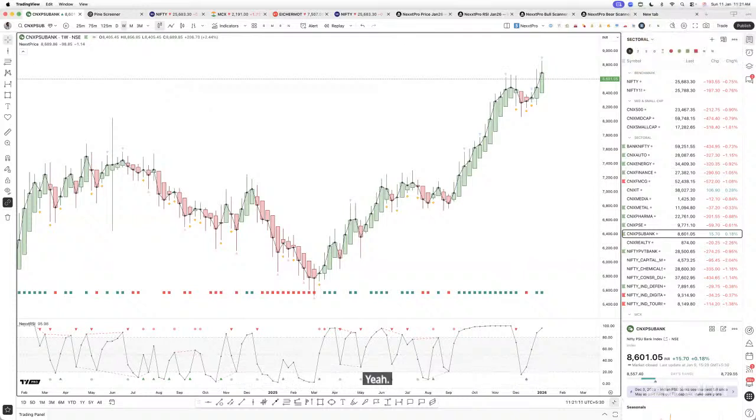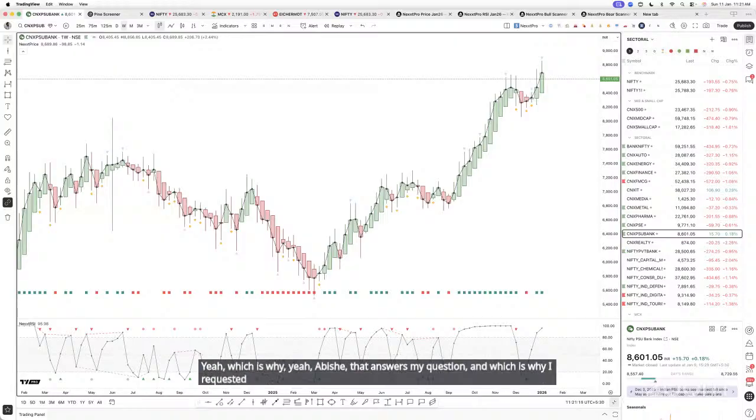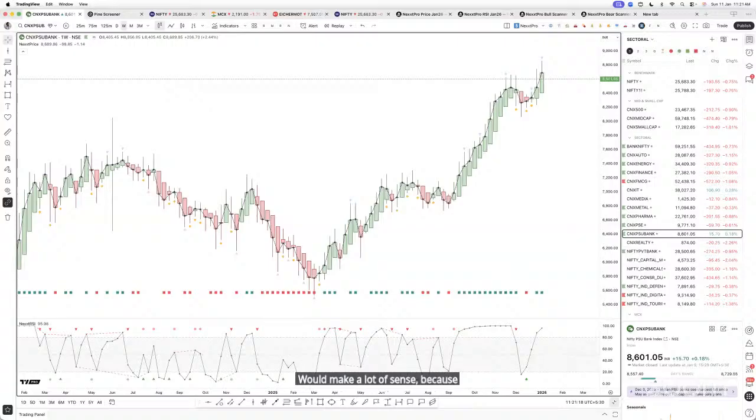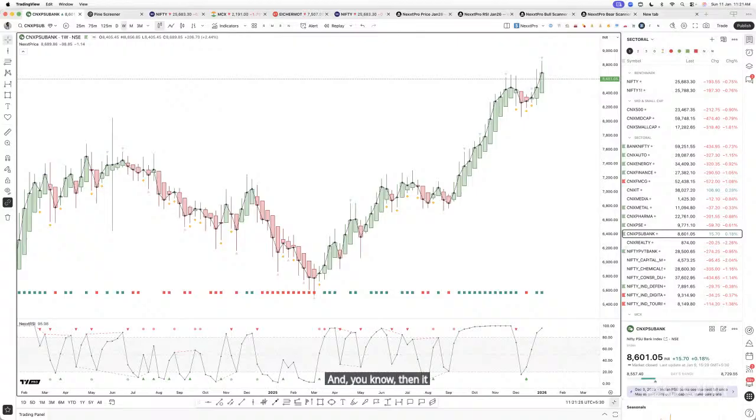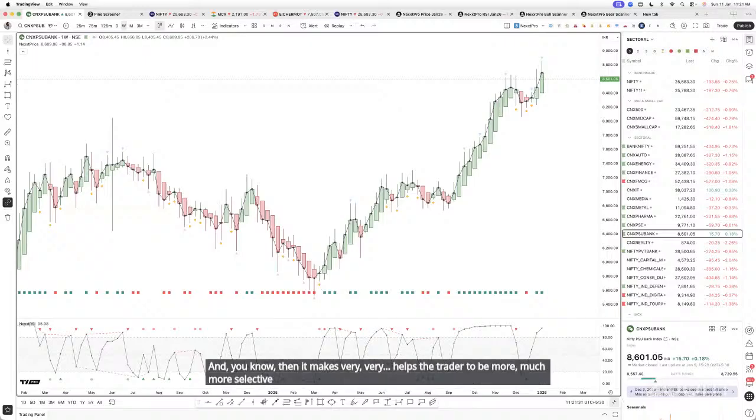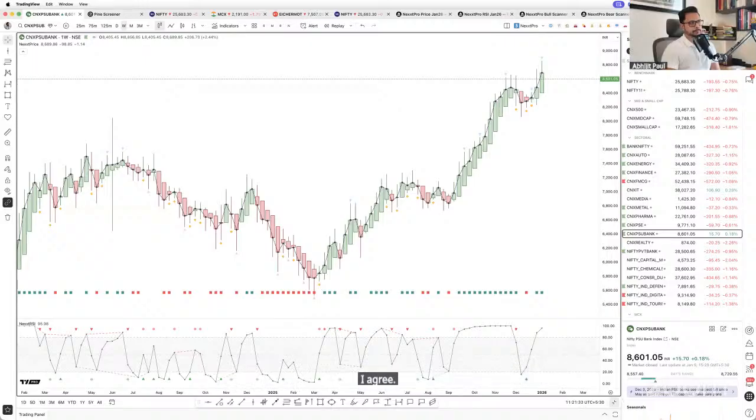Yeah, Abhishek, that answers my question, which is why I requested pattern recognition along with RRG. It would make a lot of sense because in such phases the box will be shown, and once the breakout is there, it will throw up on these screeners, and that helps the trader be much more selective in their approach. I agree. Yeah. Thank you.